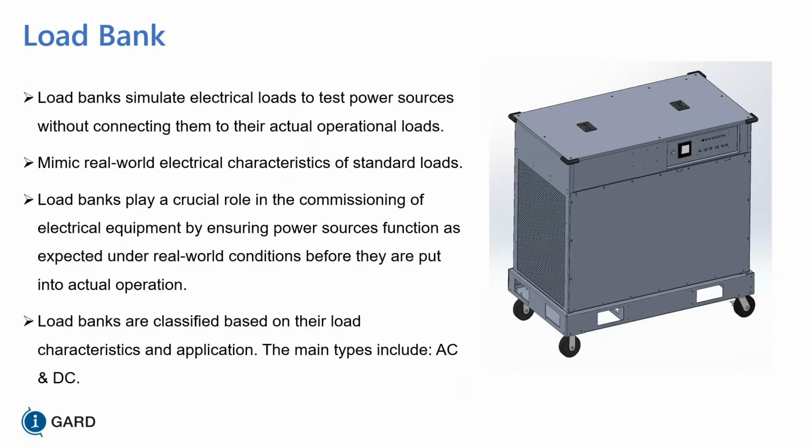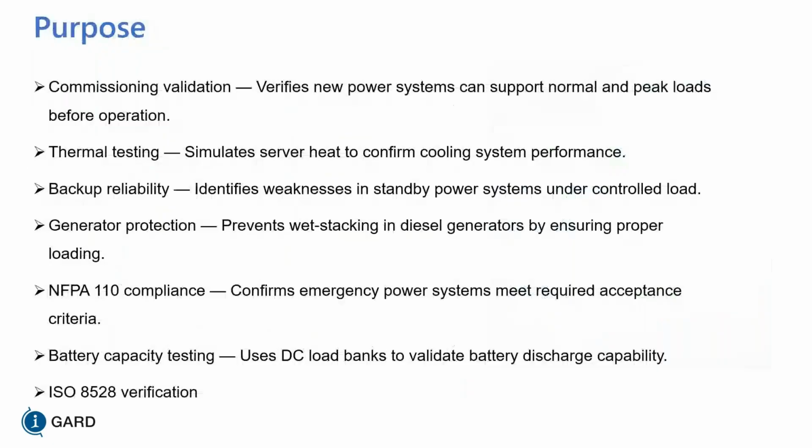You can have AC and DC type load banks. So for AC, it could be three-phase, single phase, three-wire, and DC. So the purpose, the commission, the validation. So obviously you're going to run your power source. Let's assume it's a generator. You're going to run your generator, ramp it up to a certain load, and you're going to start timing because it has to maintain a certain power for a certain amount of time to be validated.